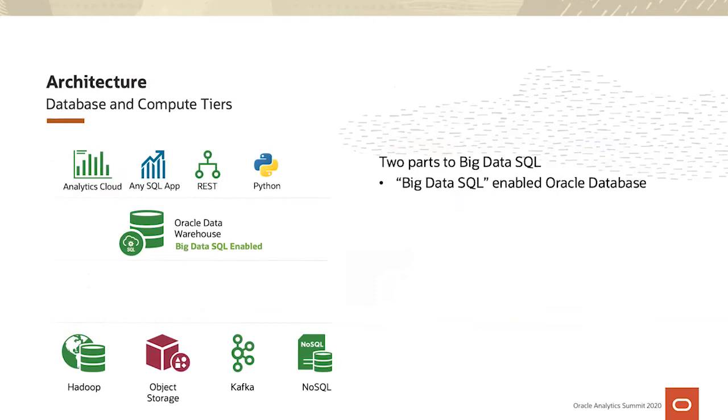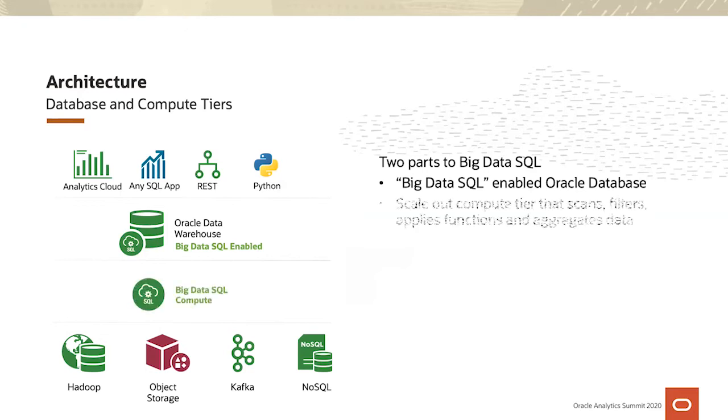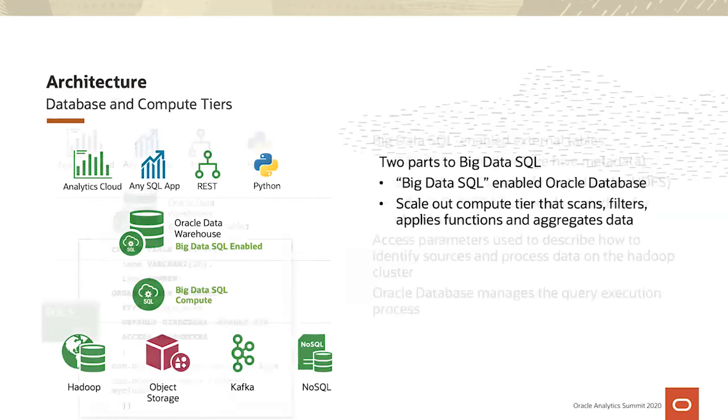There's really 2 parts to Big Data SQL. The first part is enabling your database to be able to reach out to these stores, and we'll drill down into what that means. And the second part is a scale-out compute tier. That scale-out compute tier is responsible for scanning, filtering, applying functions, and aggregating data. So let's drill down into that database tier.